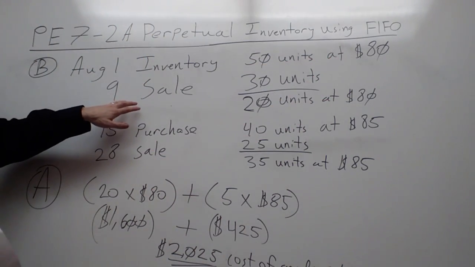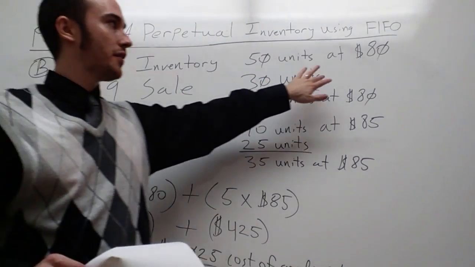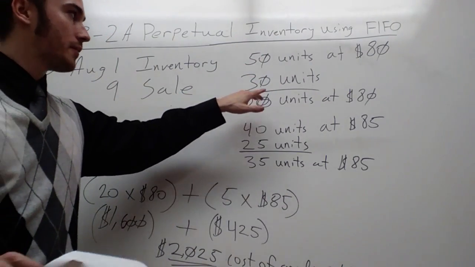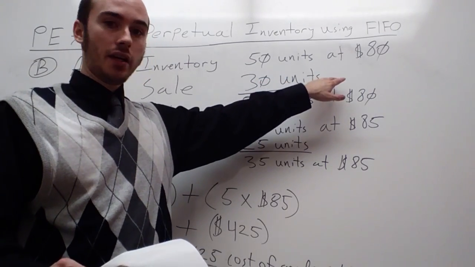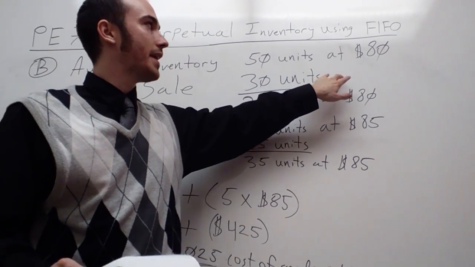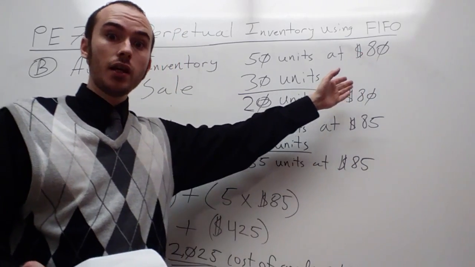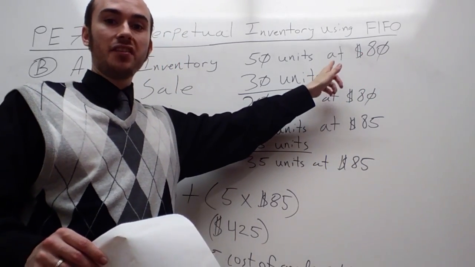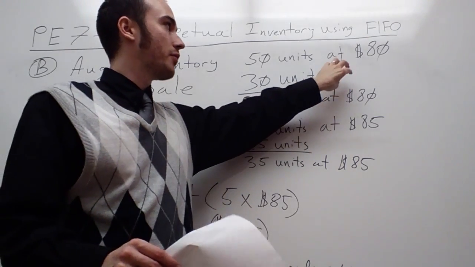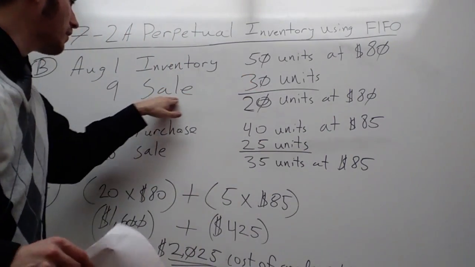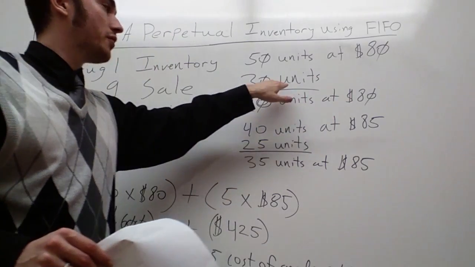On the 9th of August, we sold 30 units. Now, don't get tripped up here. 30 units. Sometimes in a problem, it'll say 30 units at maybe 160. Don't ever use that number. That's a sales number. That's not anything to do with cost of goods sold. So disregard anything. If it says sale, it doesn't matter what you sold it for.